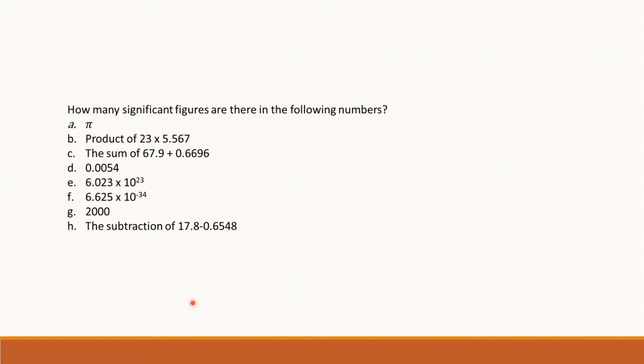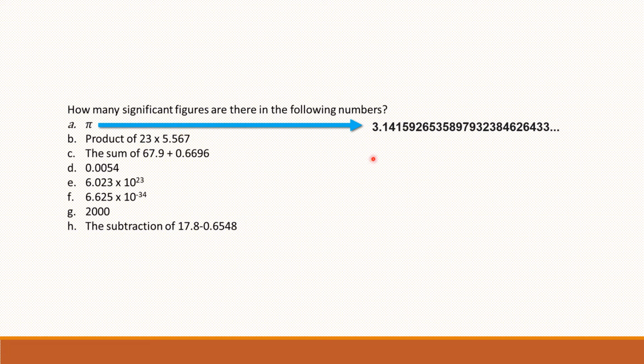Let us see some examples based on the significant figure and rounding of number rules. How many significant figures are there in the following numbers? Here we have 8 examples. In the first example, the given symbol is pi. Pi is 3.14159, and infinite digits come after the decimal point. So we can say pi has an infinite number of significant figures.